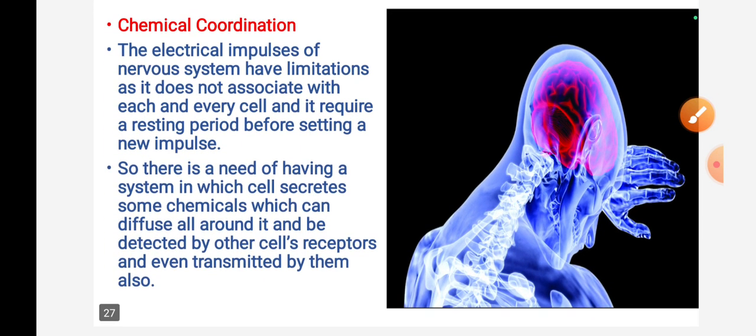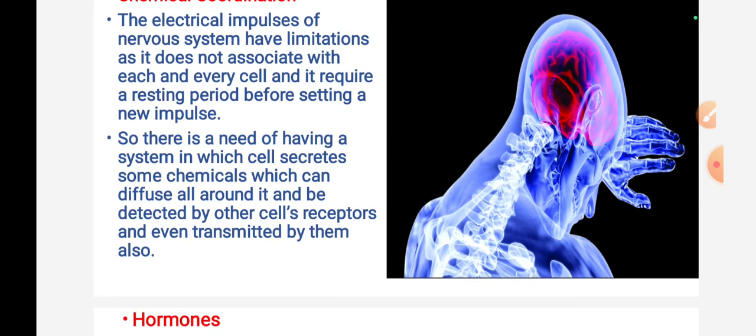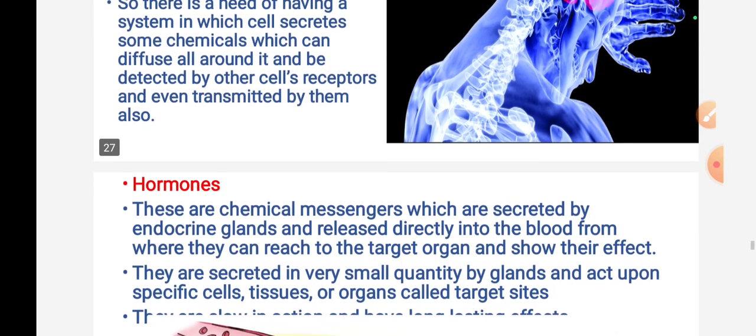Now we are going to discuss chemical coordination. The electric impulses of the nervous system have limitations, as it does not associate with each and every cell and it requires a resting period before sending a new impulse. So there is a need for a system in which cells secrete some chemicals which can diffuse all around and be detected by the other cell receptors and even transmitted by them also.